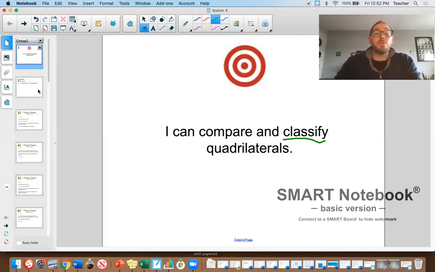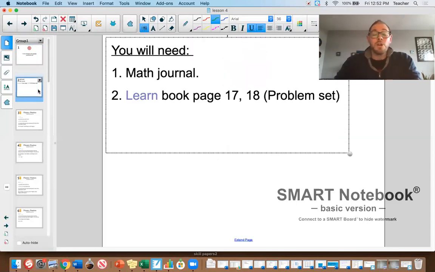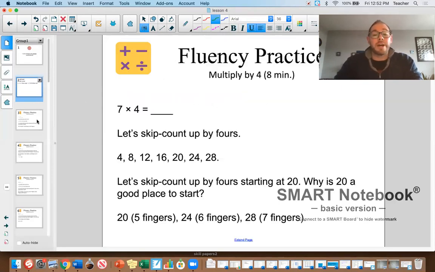So today you will need your math journal, and you will need your learn book, open to page 17 and page 18, our problem set. We aren't going to be doing our application problem today because we're going to save that for tomorrow. We are splitting this lesson into 2 days because it's a very long lesson and we don't want to make these videos too long for you. So we're going to get started, as always, with our fluency practice.